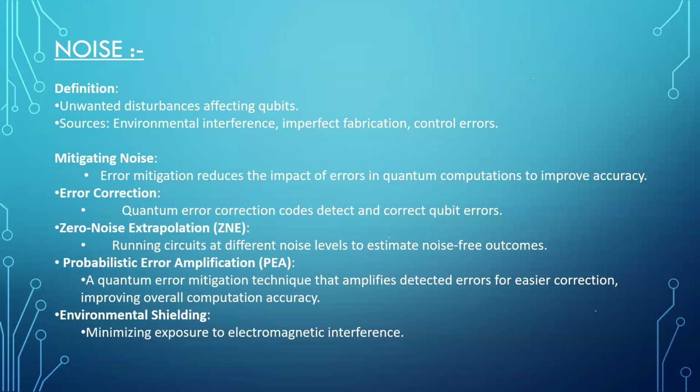How can we reduce this noise? There are several methods. One is error mitigation. Another is error correction. Then zero noise extrapolation, probabilistic error amplification, and environmental shielding. So there are several methods to reduce noise, depending on what noise is there. We apply any of these methods to reduce the noise.